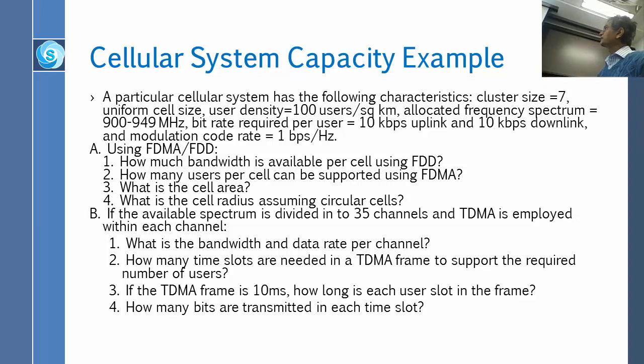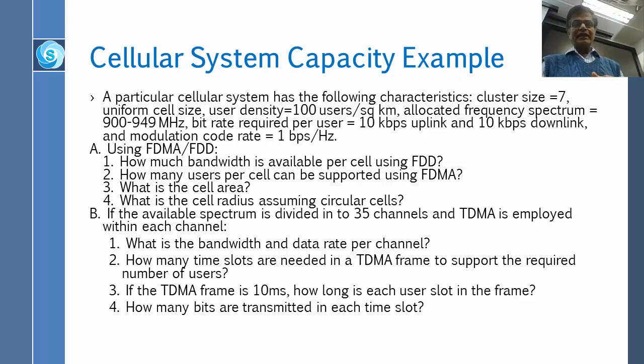Allocated frequency spectrum is 900 to 949, 49 megahertz. Bit rate required per user is 10 kilobits per second uplink and 10 kilobits per second downlink, and modulation produces 1 bit per hertz. These are example numbers, not real numbers. Now you are at the beginning of designing the GSM kind of stuff, so you should know how they designed it.